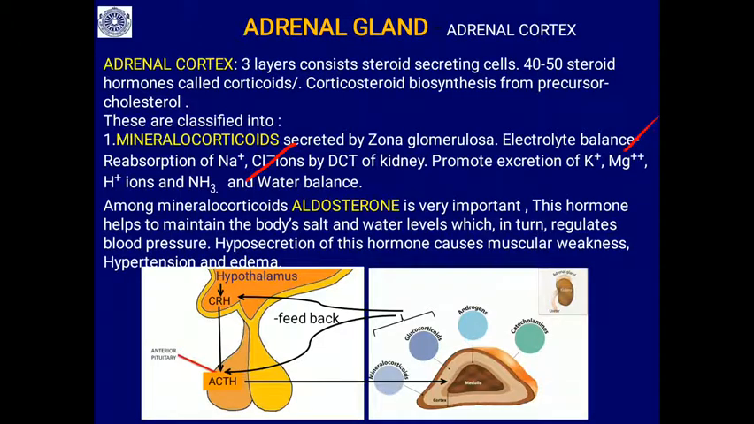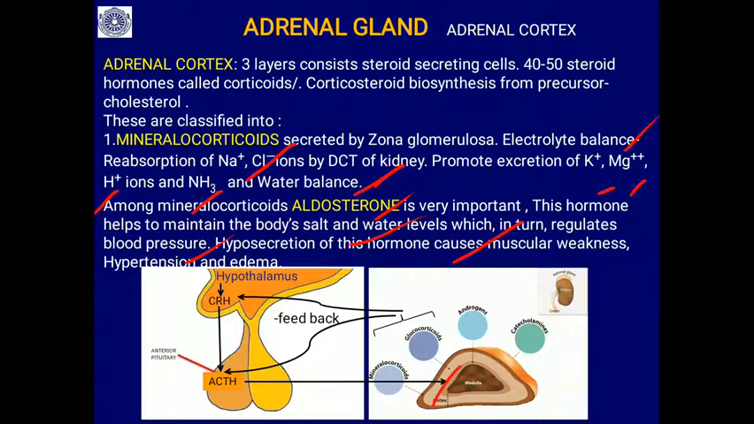They maintain electrolyte balance, that is the balance of the sodium ions and chloride ions, by the distal convoluted tubule of the kidney. So they promote excretion of potassium, magnesium, hydrogen ions, and ammonia, and maintain the water balance in the blood. Among the mineralocorticoids, aldosterone is very important. This hormone helps to maintain the body salts and water levels, which in turn regulates the blood pressure. Hyposecretion of this hormone results in extreme muscular weakness, hypotension and dehydration.